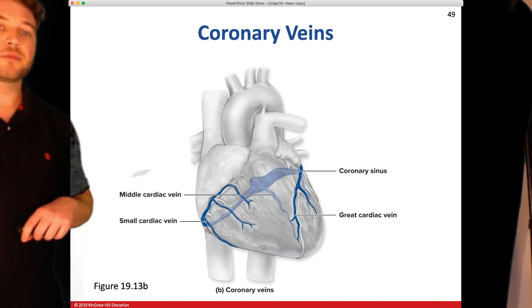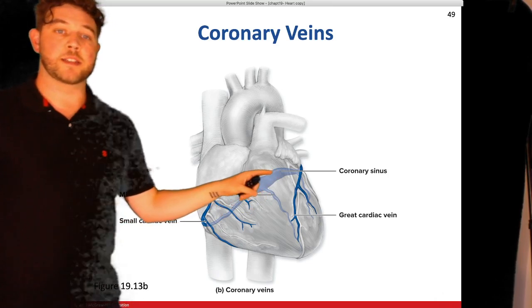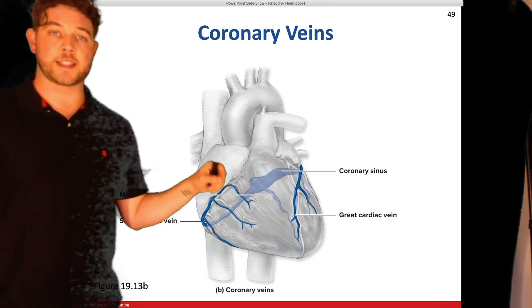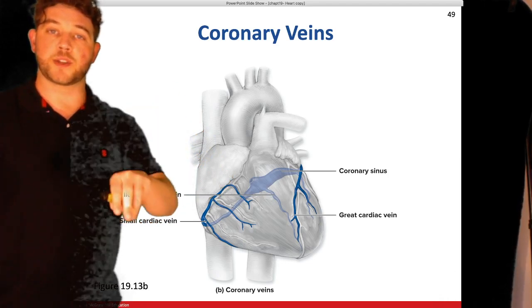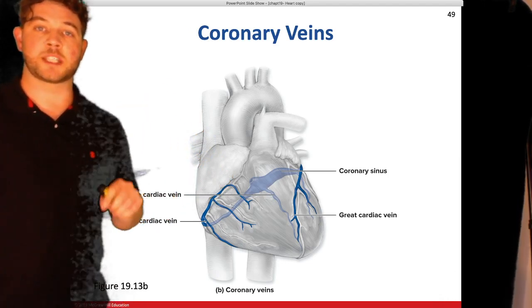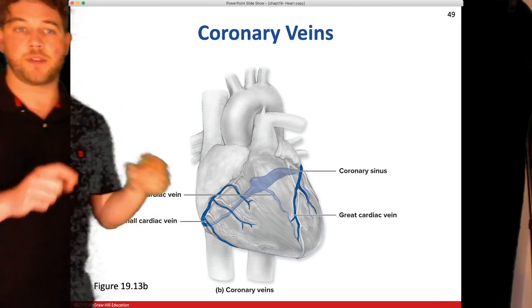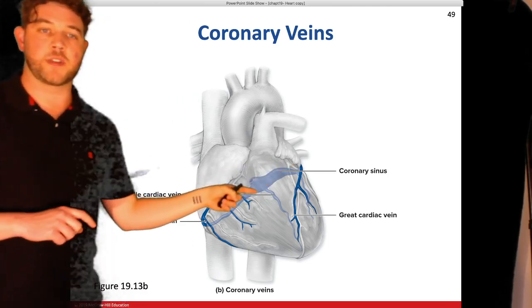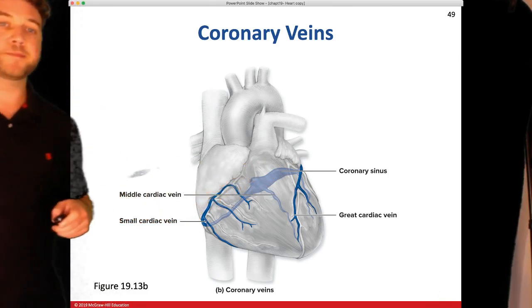And there you go. So note here, the coronary sinus is a vessel as well as the hole in your heart that blood is going to drain into the right atrium. So a sinus is both the passageway and the space itself. So coronary sinus refers to this large vessel as well as the little hole right there that empties directly into the right atrium.